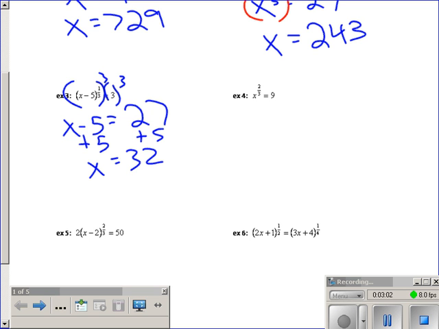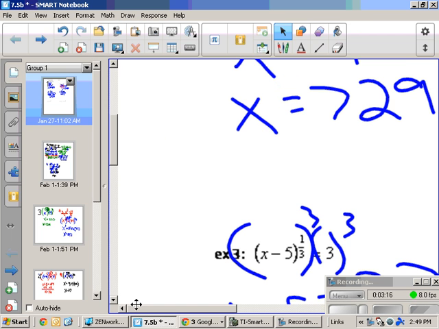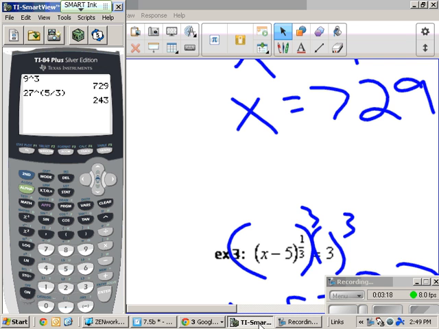For number 4, the exponent's by itself, so we jump right to raising it to the reciprocal power. So x equals 9 to the 3/2 power. And again, we're not making you spend all night working that out. So 9 raised to the 3/2 power equals 27.